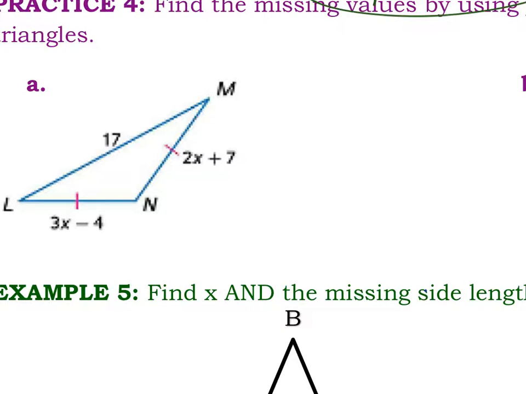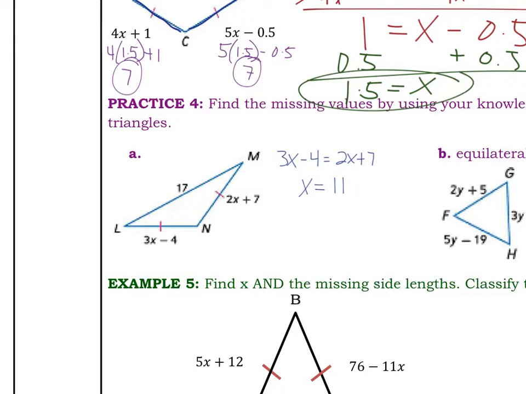Why did you set them equal to each other? Because they're congruent. They should be equal. So I have 3x minus 4 is equal to 2x plus 7. What did we get for x? 11. Anybody need me to work that out? No? We know how to solve? What is the question asking me for? Yeah. So it really just asked for what x was. What if I wanted to find the other sides? What would I do?